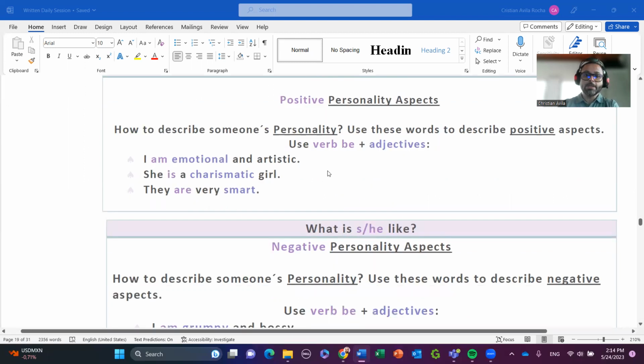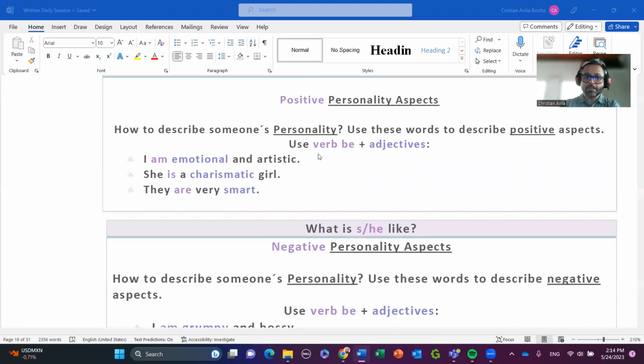So we can use examples like this. We use the verb be and then the adjective. For example, I am emotional and artistic. That is this first sentence over here. So I am describing myself as a person that is emotional, so full of emotions, and at the same time artistic. Let me tell you that I'm not artistic at all. You saw the drawings I do, so yeah, you can tell I'm not artistic.